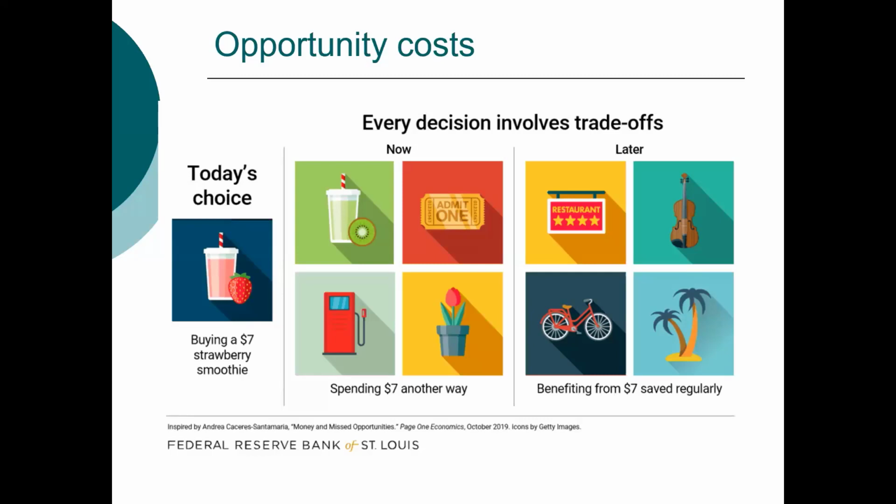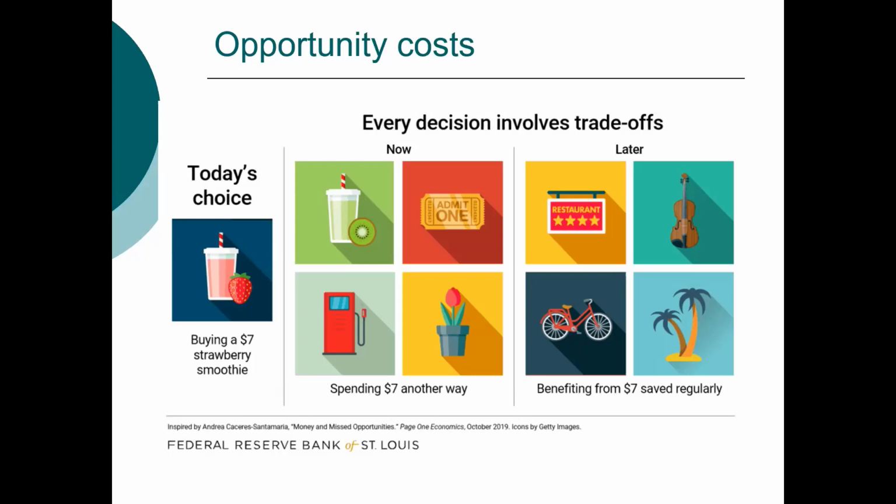You really want this nice, still warm drink, so you go out and you buy a $7 strawberry smoothie. It's an awesome smoothie. Now, we can think about, what are the trade-offs? What could you have done with that $7? Perhaps you could have bought a kiwi smoothie, or you could have gone to an early afternoon movie. You could have bought gas to put in your car. You could have bought flowers.